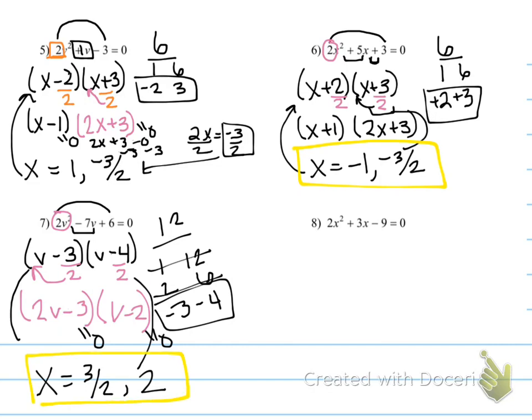All right, one more problem, number 8. So again, we're still doing that slide method. So 2 times 9 gives me 18. So factors of 18 are 1 and 18. Ooh, my pen's running out here. 2 and 9, and then I've got 3 and 6.